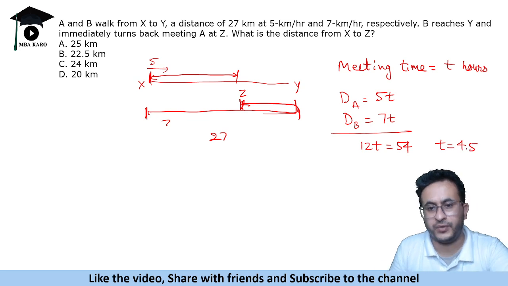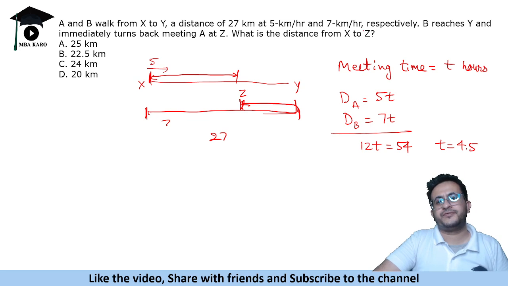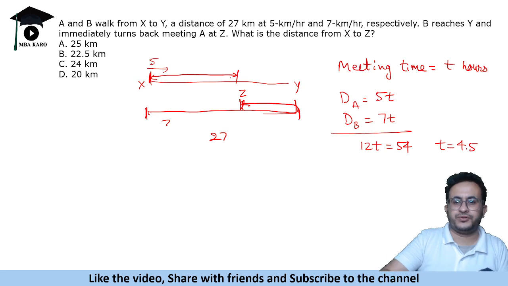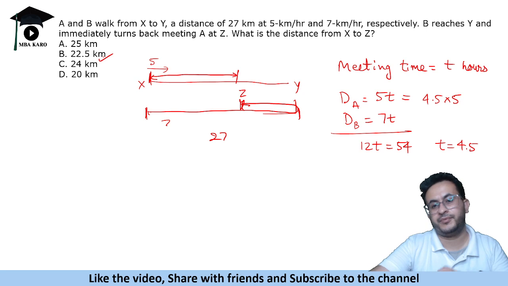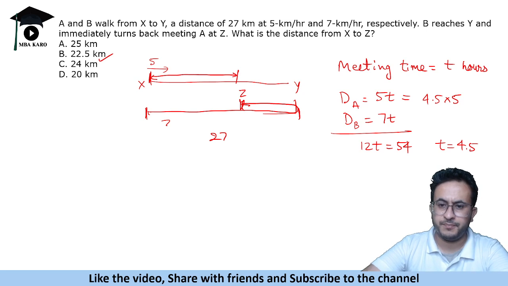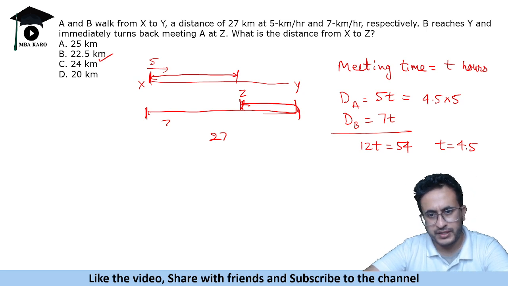Right? Now the question is, what is the distance from X to Z? Right, so the distance traveled by A is 5t, so 4.5 into 5, you will get 22.5 km. It's a simple question. Just learn how to visualize this problem.